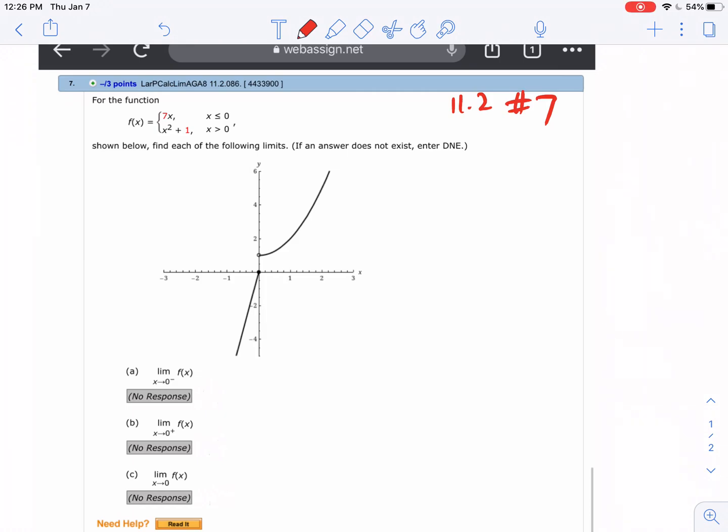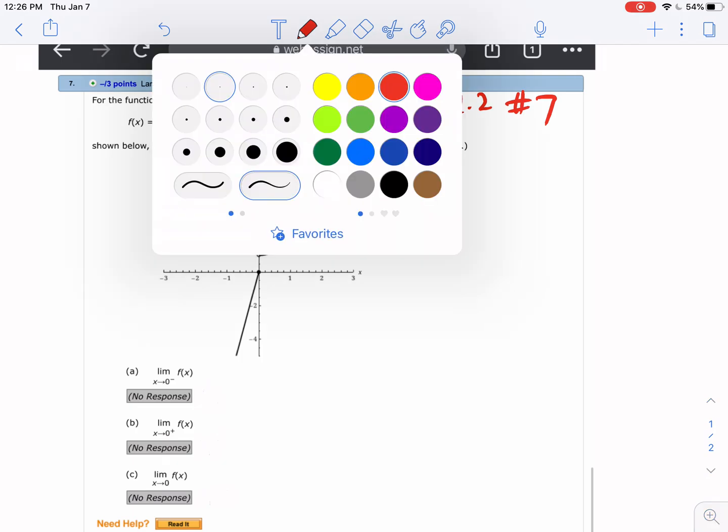All right, so 11.2, number 7. They're giving us the piecewise graph, and they're asking us to approach 0. So down here I can see they're asking us to approach 0, but the key here is they're using one-sided limits as well. So from the negative side, from the positive side, and then both. So let's take a look at what's going on here.